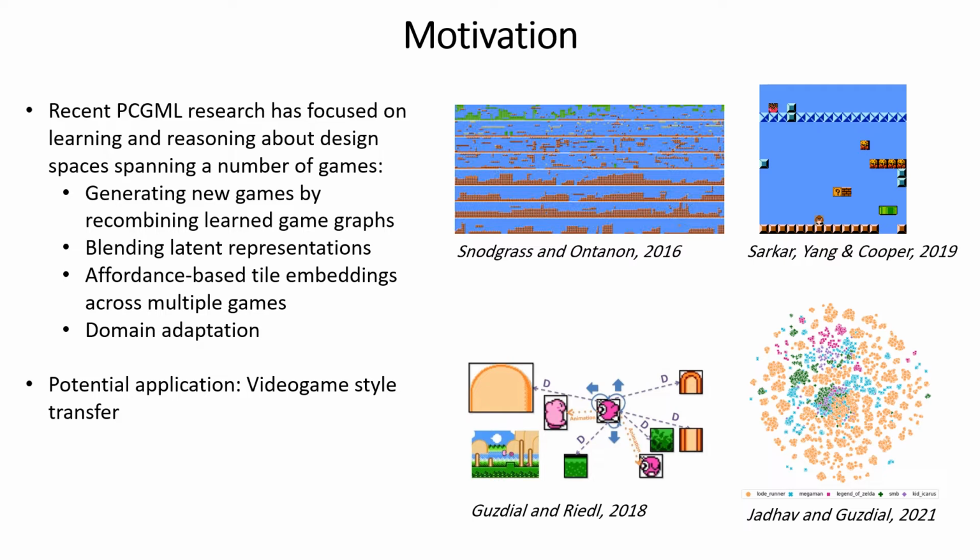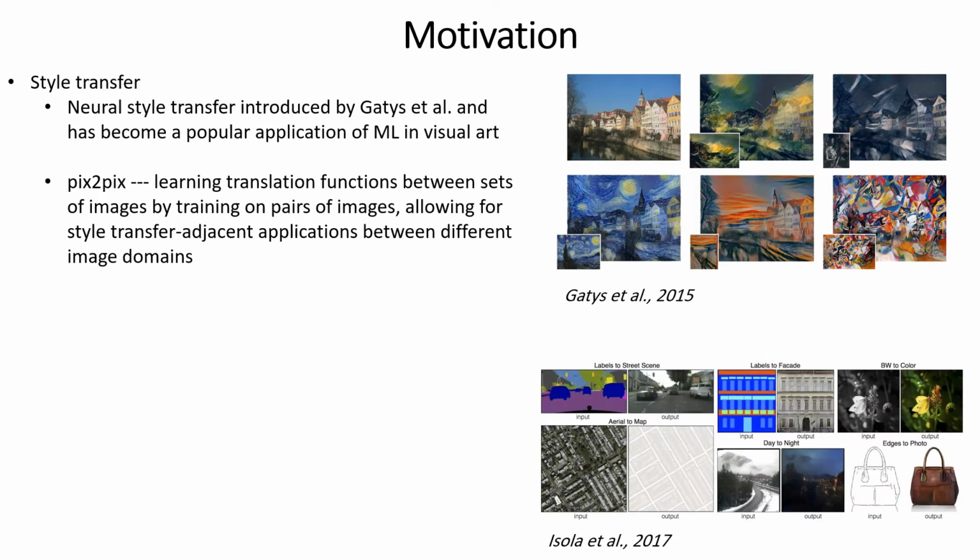And along these lines, a potential application we can think of that hasn't really been explicitly attempted, at least not how we present it here, is that of video game style transfer. Now, neural style transfer was introduced around 2015 and has since become a really well-known application of ML, specifically within the visual art domain and a well-known application of creative ML in general.